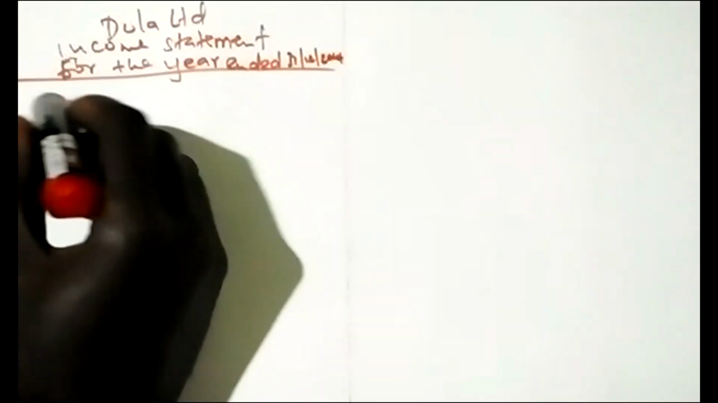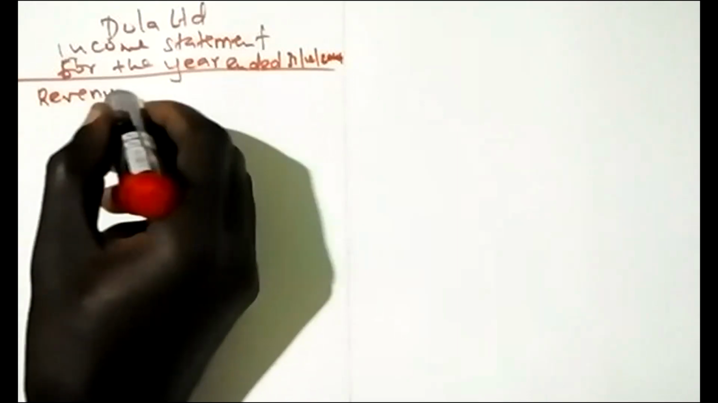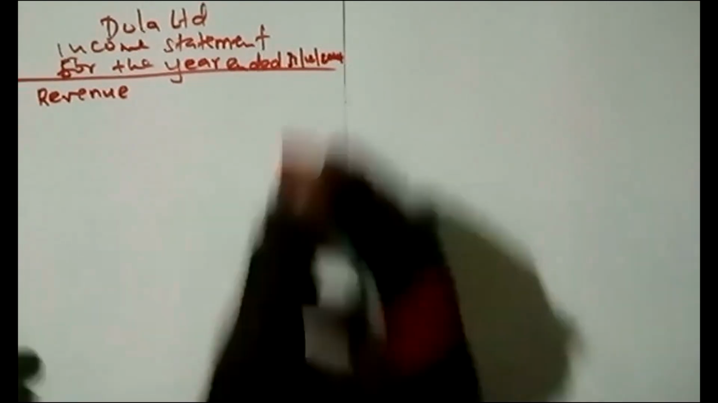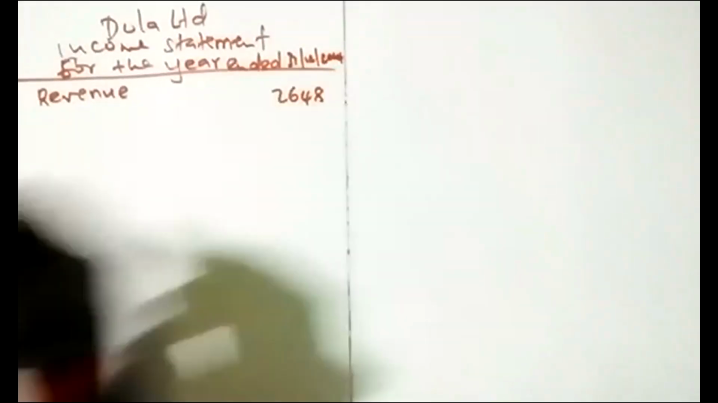So what you do, you start from revenue. Revenue, you pick just from the question. What is the revenue? 2648. So that is 2648. I think for the others, it's the same. For the other students, I mean, is that the same? So this is just picking direct from your trial balance.